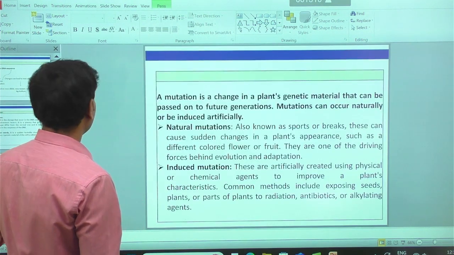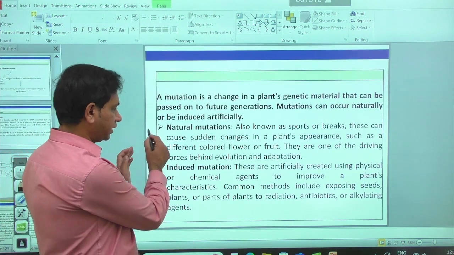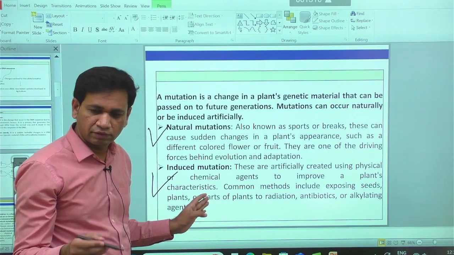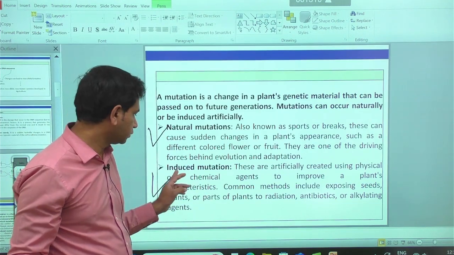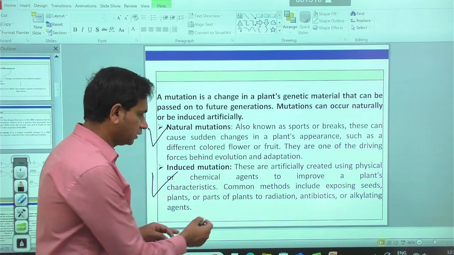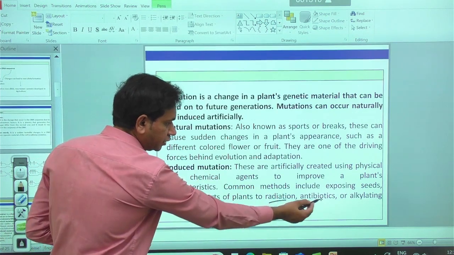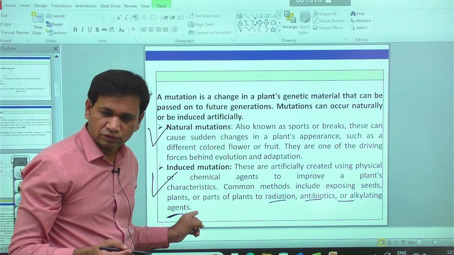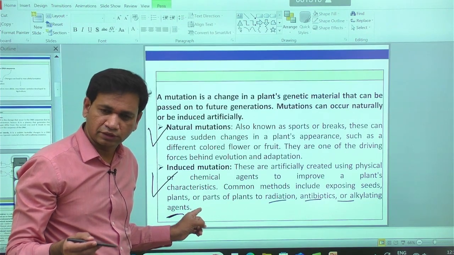So here, mutation, we said, can be caused either by natural forces or by induced factors. With human involvement also, induced mutation is possible. We use radiation, antibiotics, and other alkylating agents. With the help of these also, induction of mutation is possible.